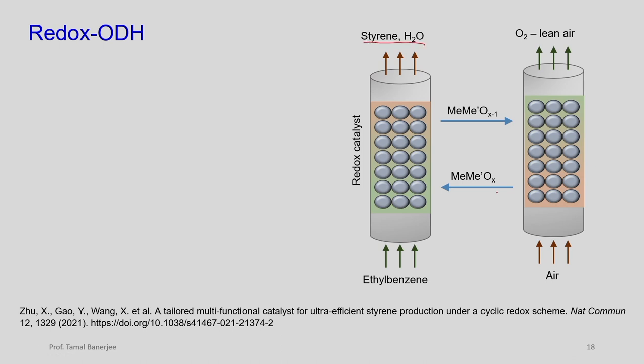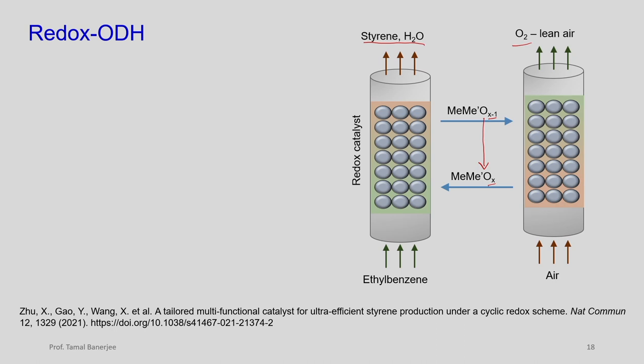So what happens? This is the catalyst, MeOx. It loses the oxygen. This oxygen combines with hydrogen and forms H2O. So it means it will be one oxygen less. While it goes here, it gets replenished with the air. Oxygen from the air is taken up, and you have O2-lean air. So this again goes to this MeOx. Like that, this cycle keeps on going. So this is an improvement.